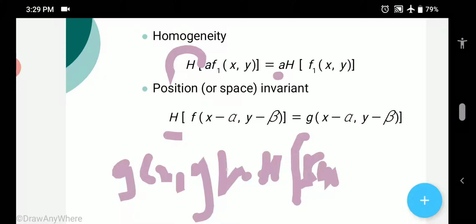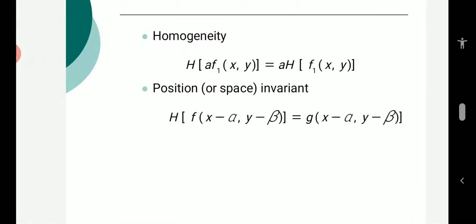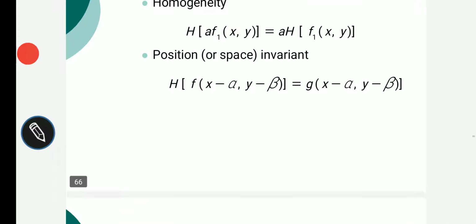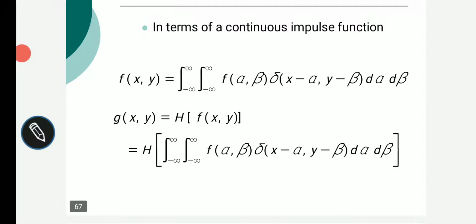Now let us see the continuous case in terms of the continuous impulse response. Now f of x comma y is the integration from minus infinity to plus infinity of f of alpha comma beta times delta of x minus alpha comma y minus beta d alpha d beta.